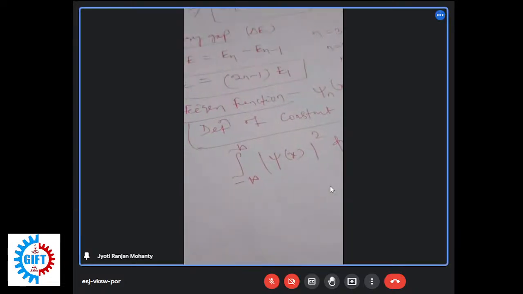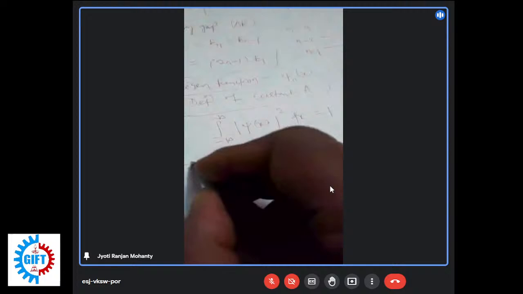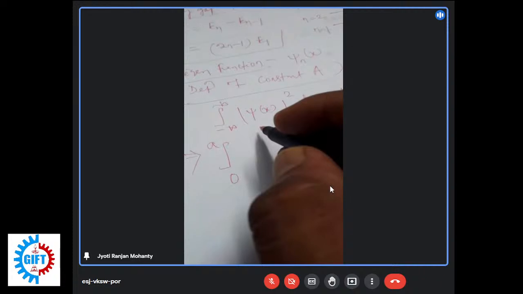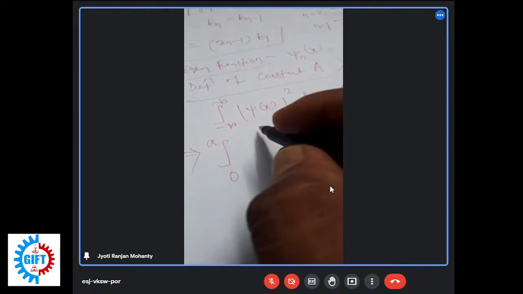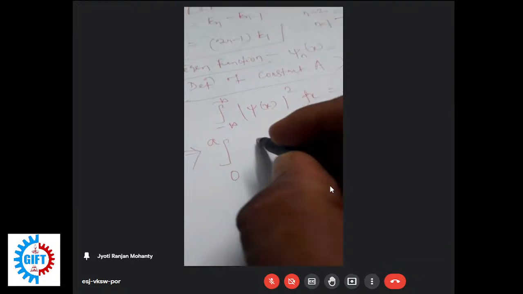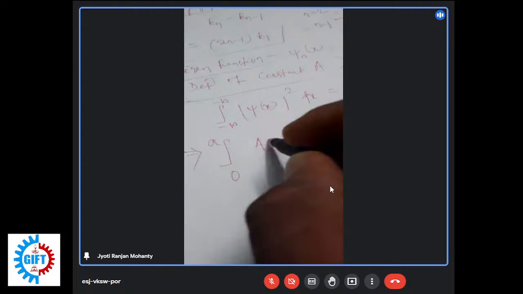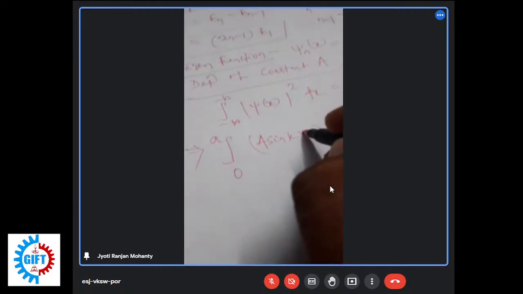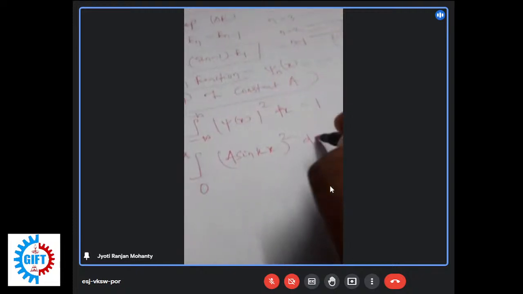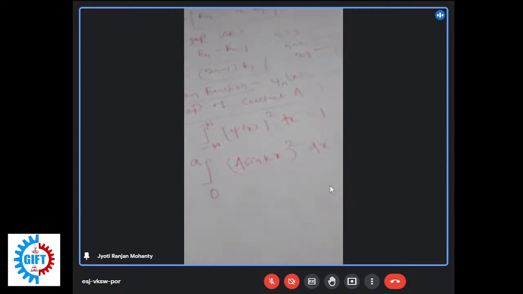But in our case, what is the limiting value? 0 to a. What is psi x? See the equation for psi x. psi x is A sin kx. So integral of A sin kx whole square dx is equal to 1.